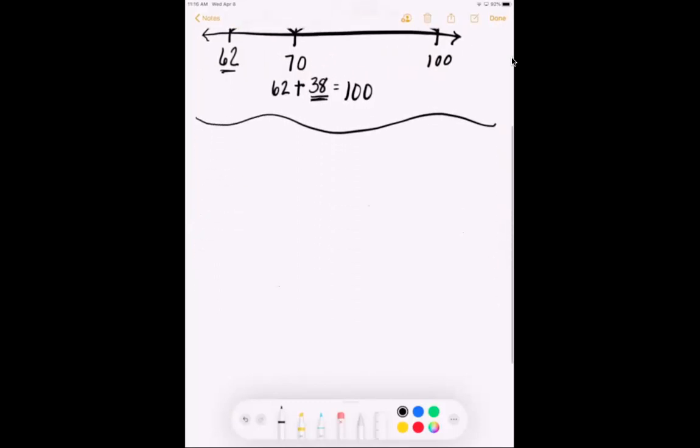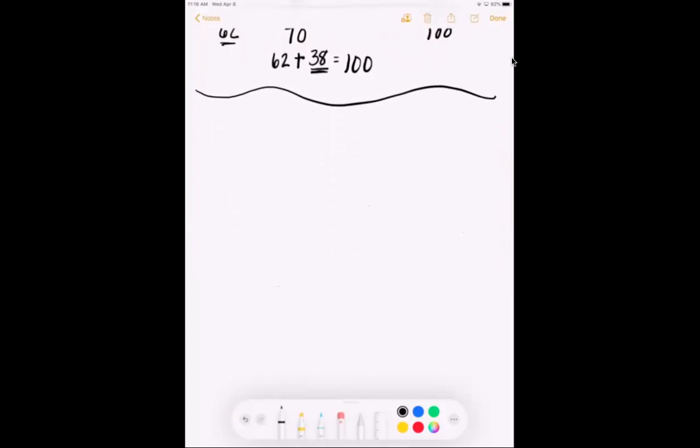We're actually going to move our screen up so we have a little more space. In this strategy, we're only going to use equations. So I'm going to start with the original equation: 62 plus something equals 100. I'm going to use my benchmark numbers once again. So 62 plus something equals, I want to get to my benchmark.